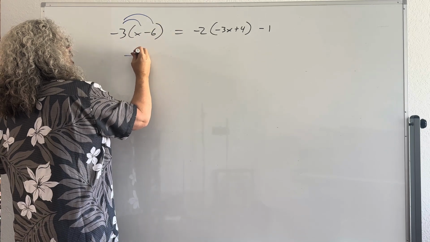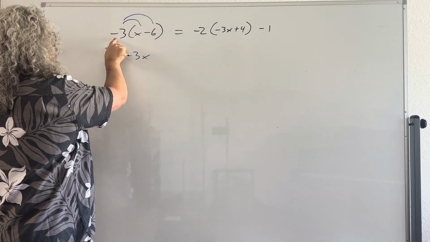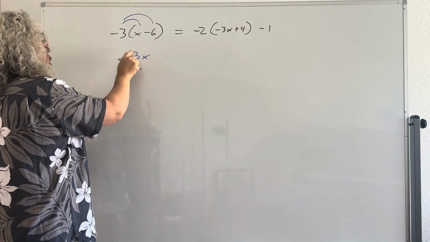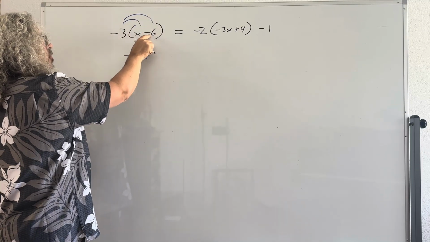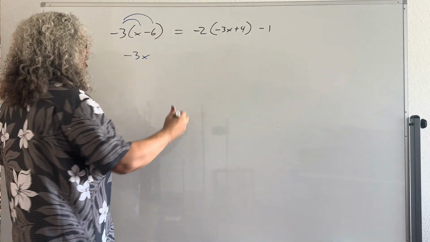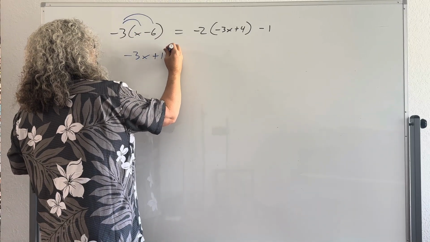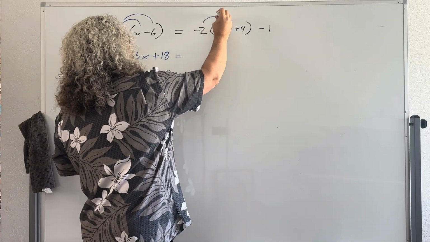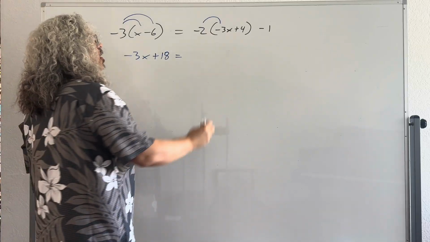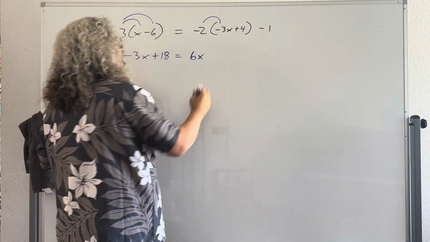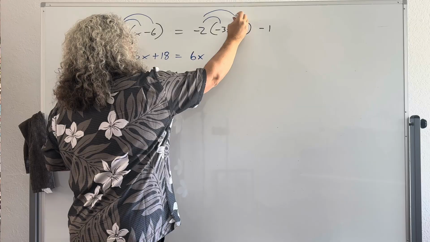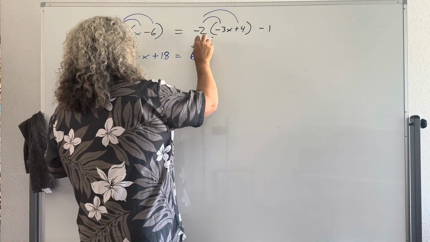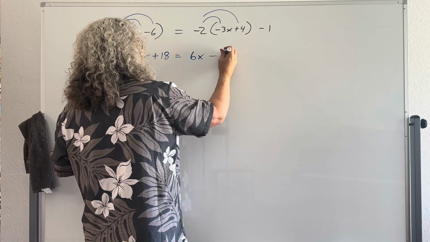Boom, boom. -3x, because remember, it's a -3 you're timesing by. So -3 times x is -3x. -3 times -6, that's how you have to say it. You're going to write a plus 18, okay? Equals, well, what is -2 times -3? It's a positive 6x. What's -2 times a positive 4? Always say negative and positive so you don't make a sign error. Negative times a positive is -8.